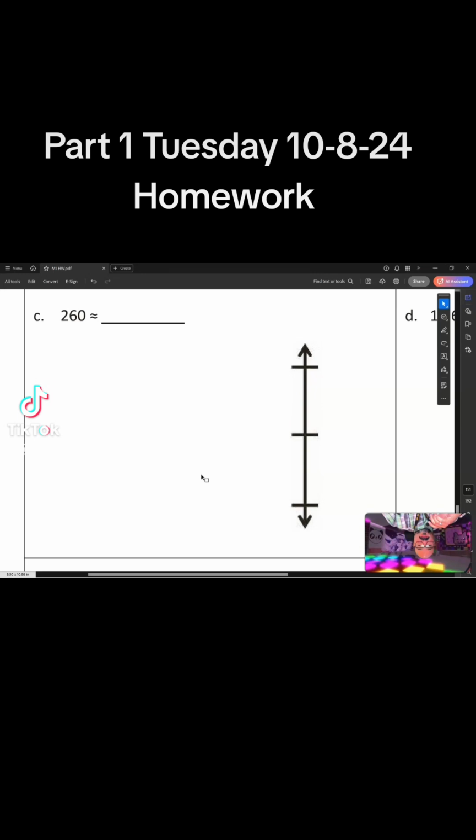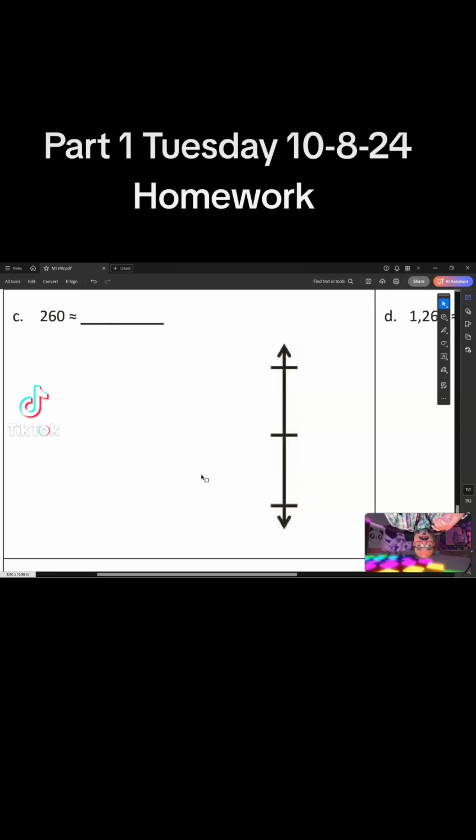C, 260. Between which hundreds? 200 and 300. Halfway is 250. I need to plot 260. 250, 260, 270, 280, 290, 300. 260 would be here. Is it greater or less than halfway? Greater. So we round up to 300.